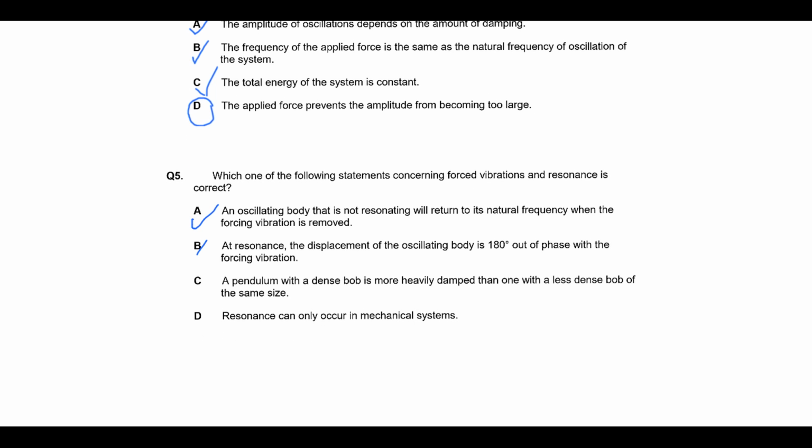That one's wrong. A pendulum with a dense bob is more heavily damped than one with a less dense bob of the same size. No, it isn't. Damping force is proportional to surface area. The density would have no effect. Resonance can only occur in mechanical systems. No, there's loads of other types of resonance, so that's absolutely not true. It doesn't have to be mechanical; you can get resonance with sound, for instance. So we know that it's A, having got rid of all of those.